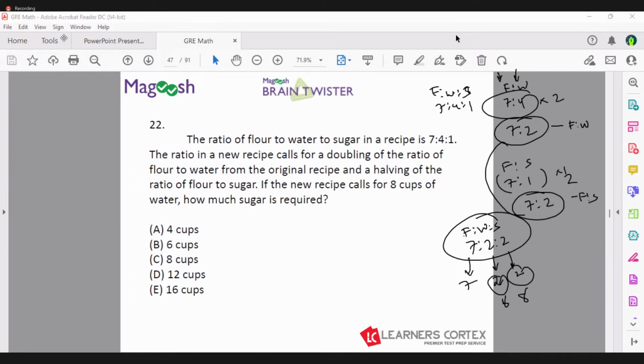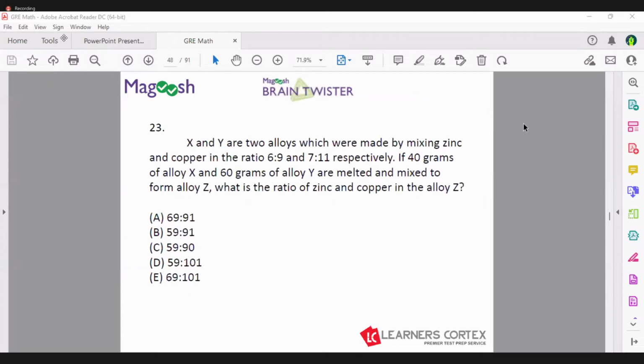I'm so sorry. Yes, Ashwin, does this make things clear? Got it. Right. Okay. Next question we have: X and Y are two alloys which were made by mixing zinc and copper in the ratio of 6:9. So X is the first alloy where zinc is to copper is 6:9, and Y is the second alloy where the ratio of zinc to copper is 7:11.